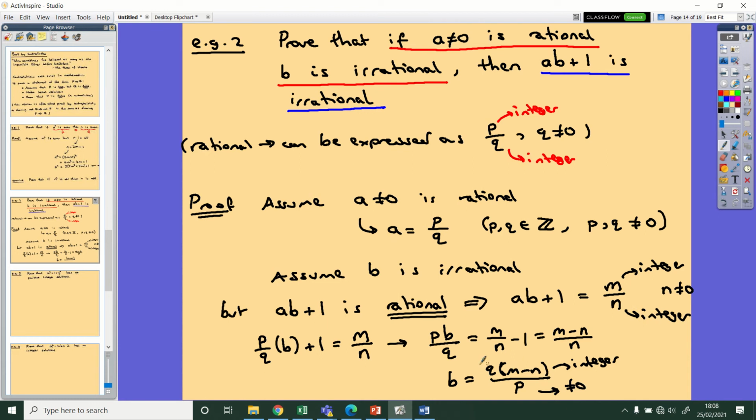So what we've done is we've written B as a fraction, as a ratio, so B is rational. But that contradicts what we've written here, because we assumed that B was irrational. So our proof's done. And then to finish it off, I'm going to put this down here.